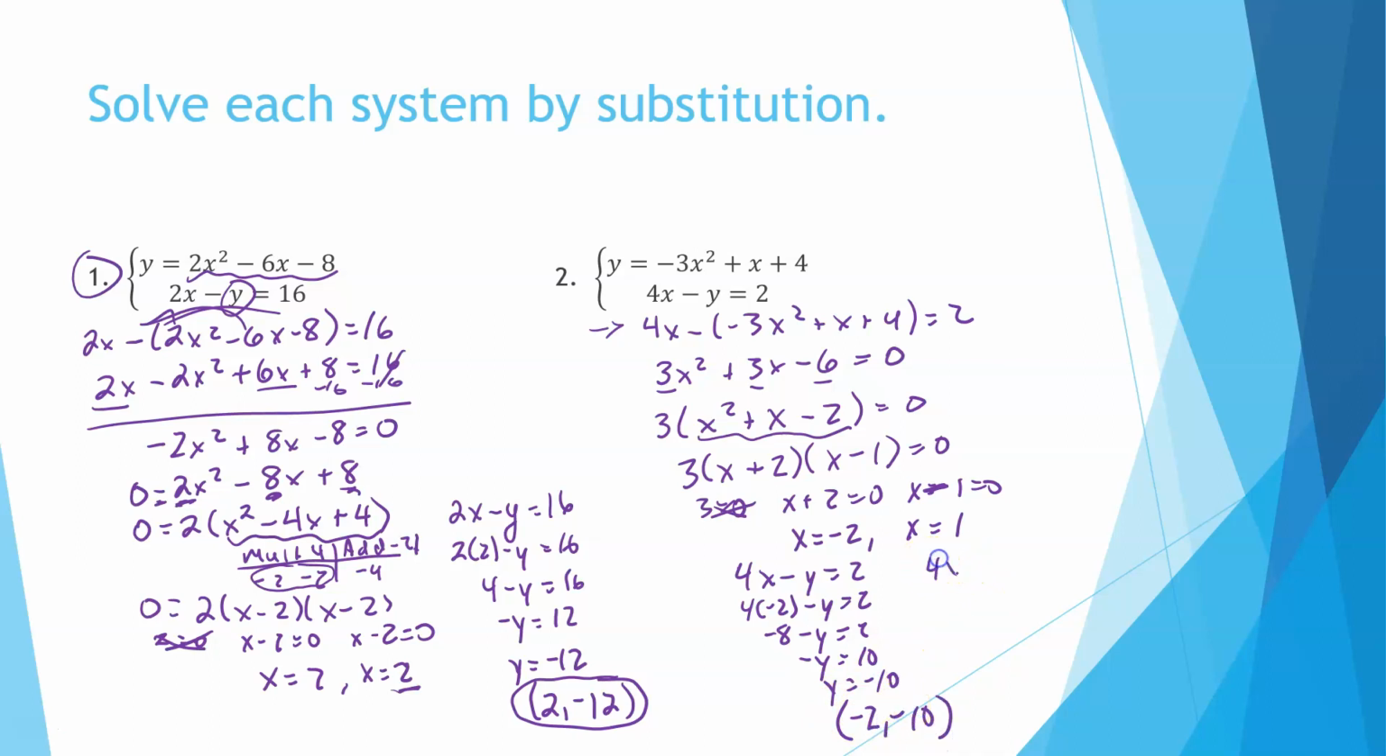And then when you plug in the 1 for x, 4 minus y equals 2, then y equals positive 2. You should have the ordered pair (1, 2). So these were the 2 answers you should have come up with.